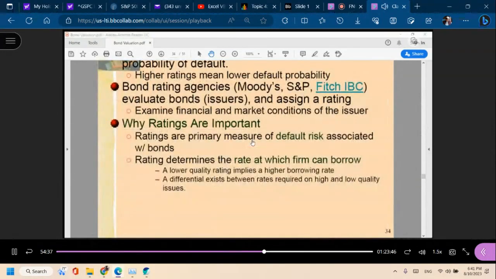And that brings us to bond rating agencies, which I also talked about before. There are three globally renowned rating agencies: Moody's, S&P, and Fitch IBC. Moody's and S&P are U.S.-based rating agencies. Fitch IBC is British, I believe. You may not see this, but if you click on that, it will take you to their website.